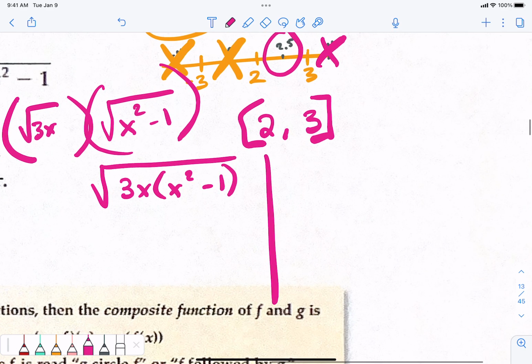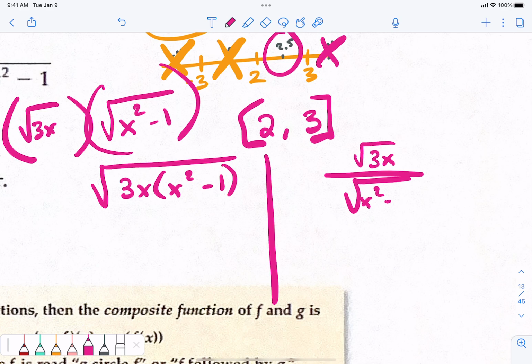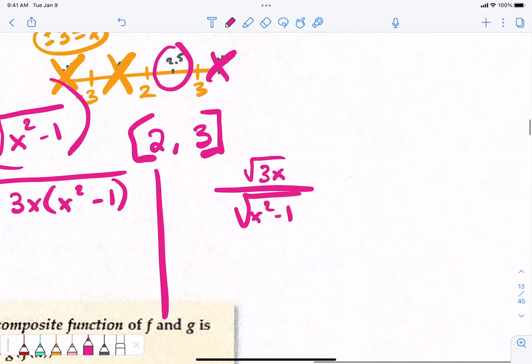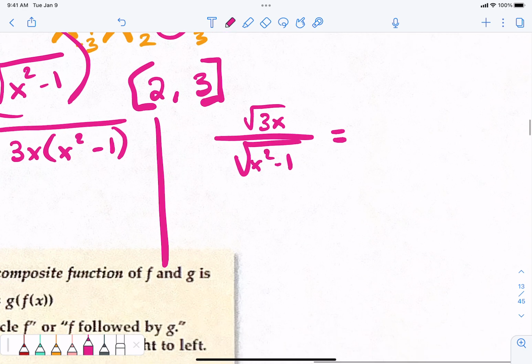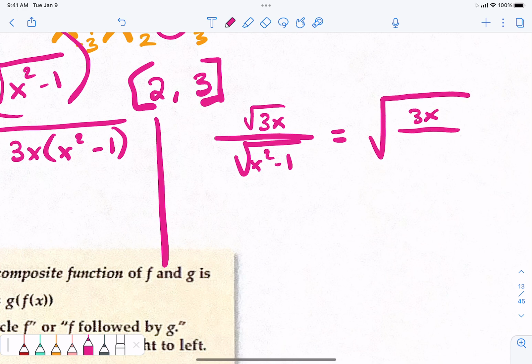Now dividing. F goes on top. That's 3x. On the bottom, x squared minus 1. Okay, then what? Can I do anything with that? Nope. You can't square it unless it's equal to something. Yeah, you can put them all under one, though. If you want to do one solid square root, that's what that means.